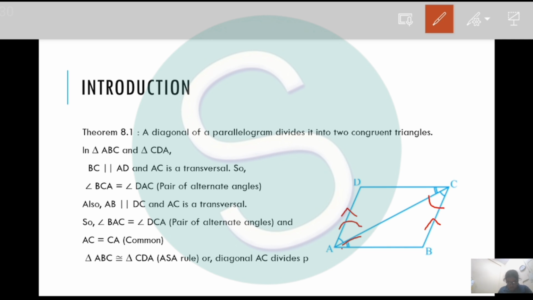DAC. Similarly, if I consider that AB is parallel to CD, then again AC is a transversal. So now these two angles will be equal because alternate angles are equal. That is, angle BAC equals angle DCA, and also AC is common here. So these two triangles are congruent by angle side angle. Hence we prove that a diagonal of a parallelogram divides it into two congruent triangles.